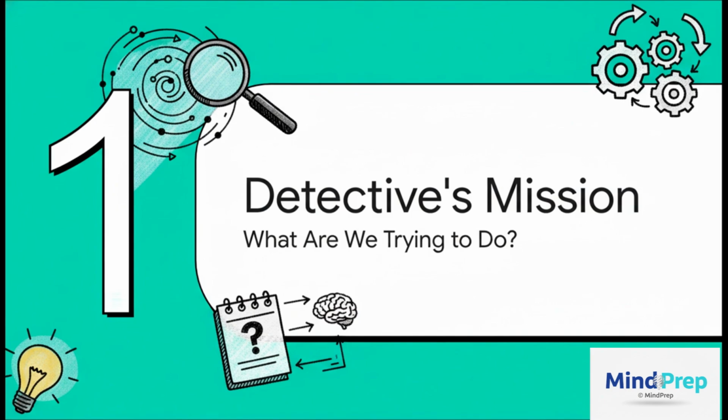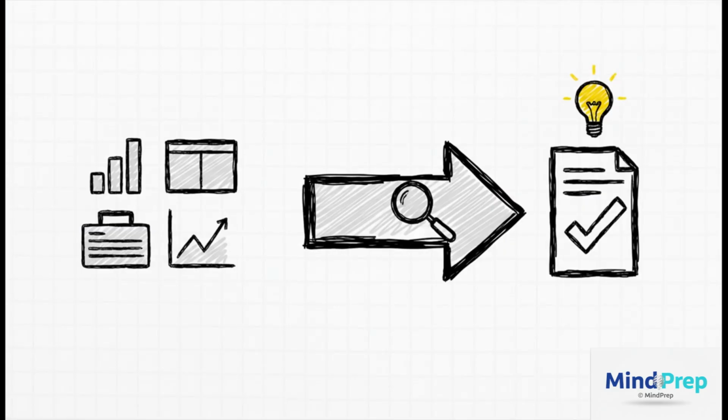Okay, first things first, the detective's mission. What are we even trying to do here? Before we jump into the clues, we've got to know what the point of the investigation is, right? It's actually pretty straightforward. Our main job is to take all that raw evidence, the tables, the graphs, the charts, and use it to come up with a logical, scientific conclusion. The key word here is logical. We're not just reading off the numbers, we're using them to build a solid case. It's all about deduction, not just guessing.